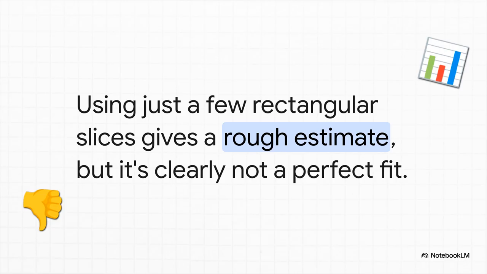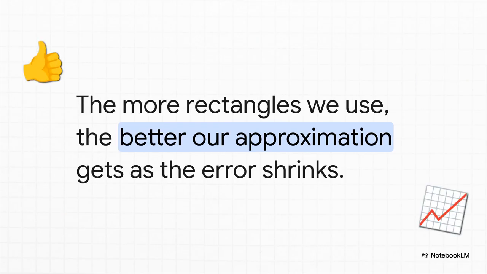Now, if you use just a few big, chunky rectangles, you get a starting point, but it's pretty obvious that the approximation is flawed. You can see all those gaps where we've missed some area, and you can see the corners that stick out where we've added too much. It's just not a perfect fit, not even close. But here's where the magic starts to happen. What if we use more rectangles and we make each one a lot thinner? All of a sudden, those gaps and overlaps, they start to shrink. The more rectangles we squeeze in there, the more accurate our approximation gets. We're getting closer and closer to the true area.